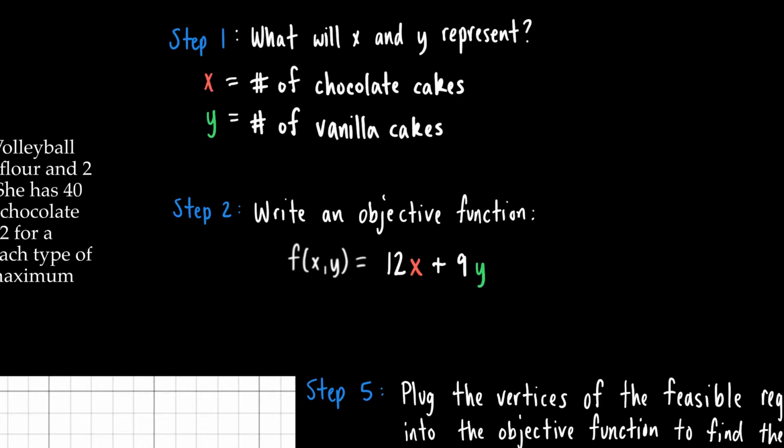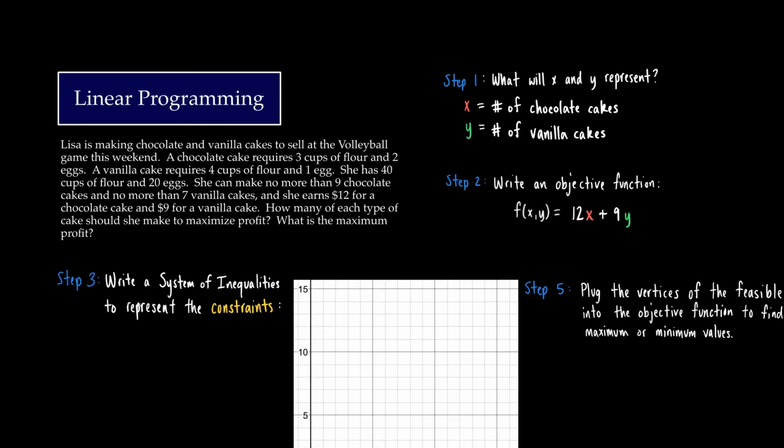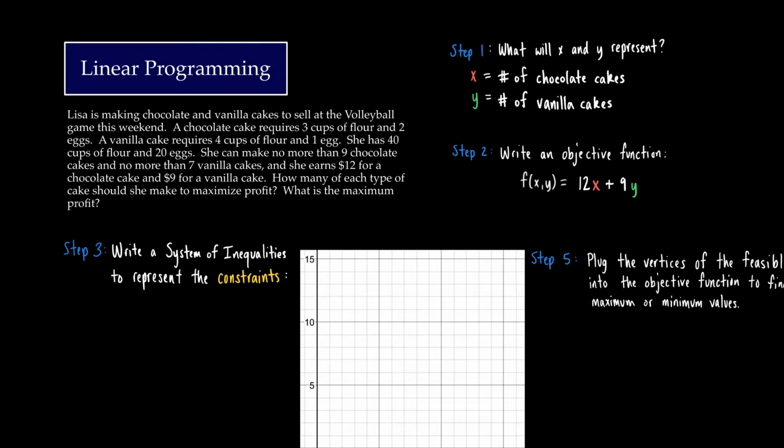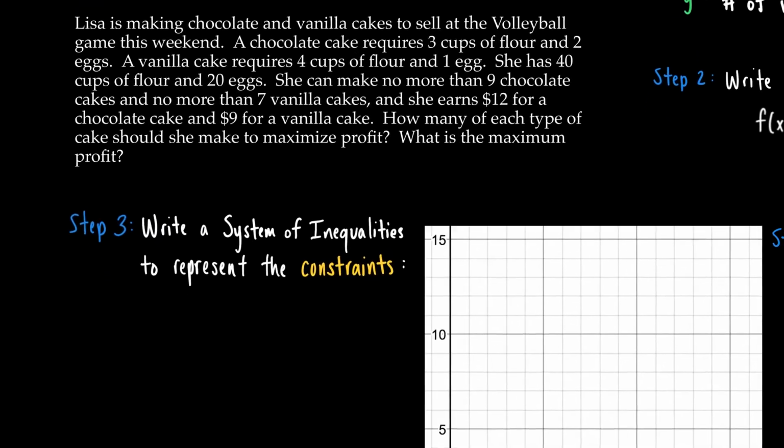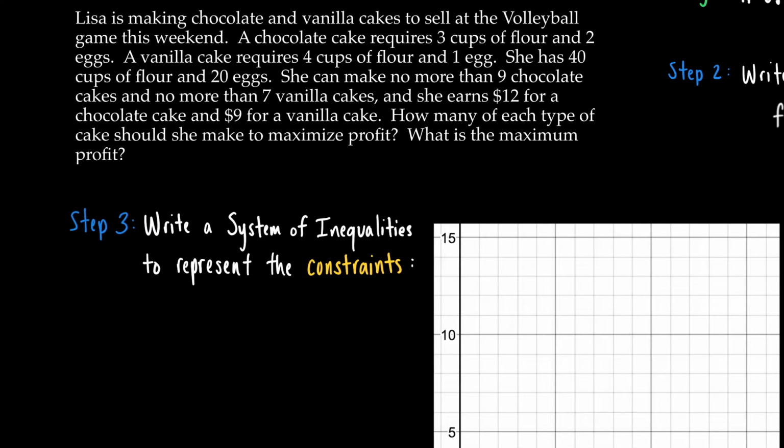Okay, the next step is we need to write a system of inequalities that's going to represent every way that we're constrained. So let's go back over and look at the ways that we're constrained. We talked about it a few minutes ago, but the first constraint we have is a constraint on flour. I'm actually going to write that one out in orange here. And how are we constrained on flour? It says she only has 40 cups of flour.